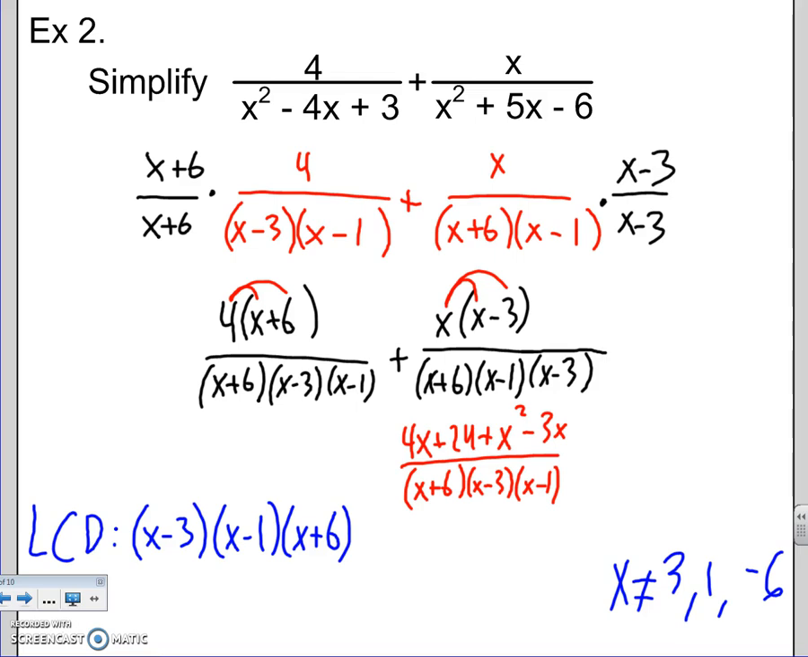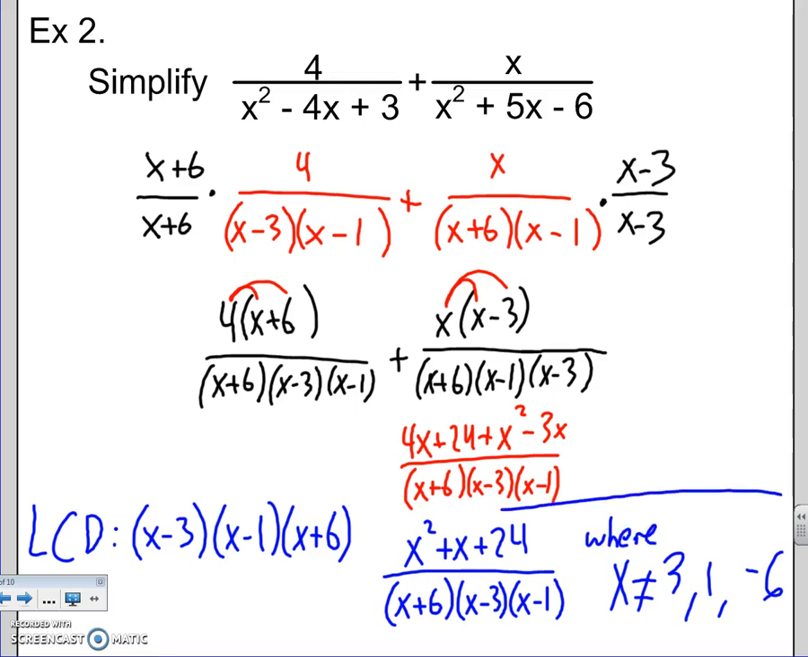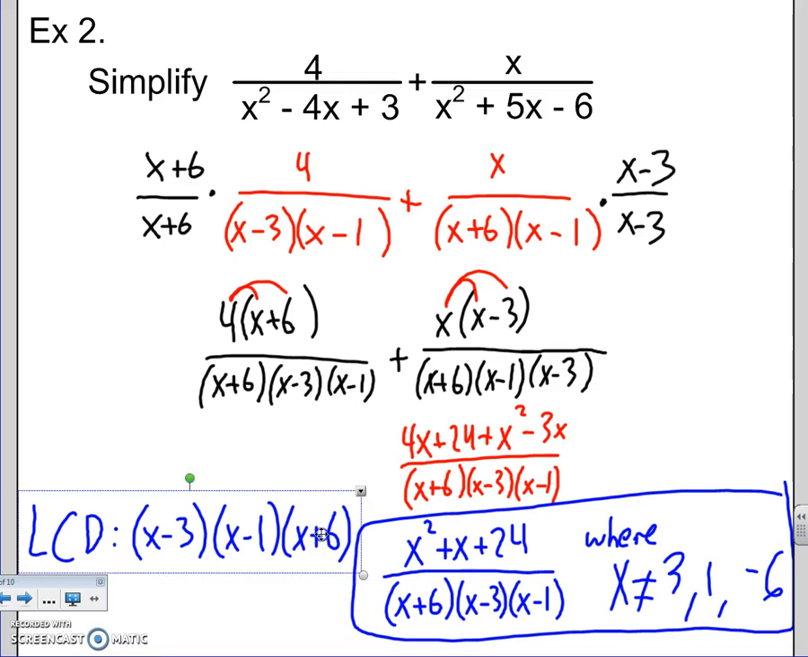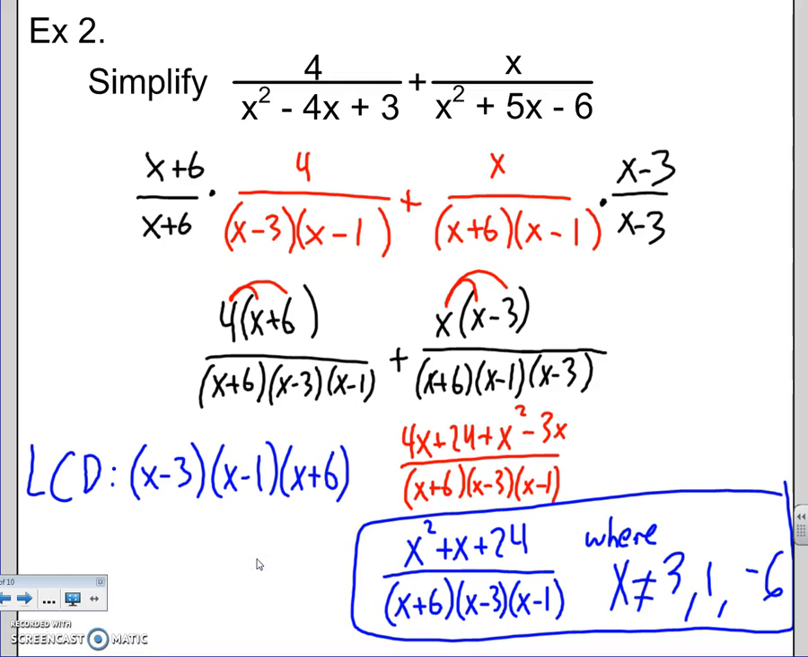Combine like terms if you can, and put in descending order of degree. So let's see, the 4x and the negative 3x combine. My final answer should be x squared plus x plus 24 all over that giant fraction, the same thing from before. We don't have to multiply the bottom, just the top. That's it. So where are the restrictions? Right there. That is our answer. It's quite a bit to do common denominators, especially when there are variables like this. But just make sure you pick each of the factors so we have a common denominator.